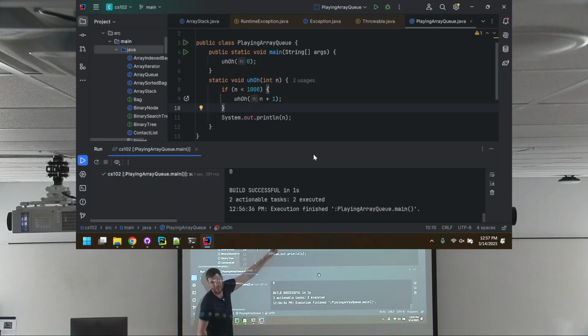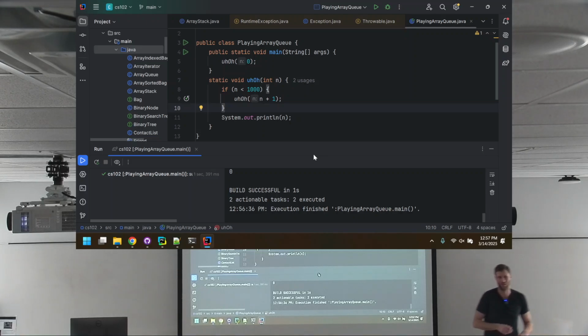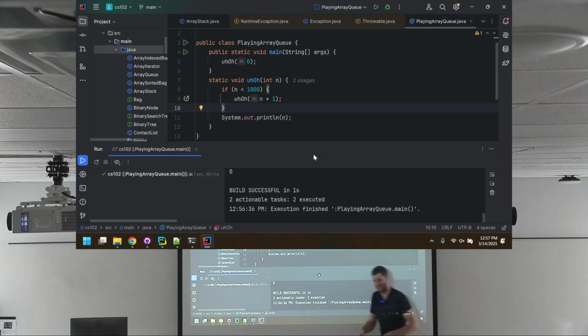And so yeah, it prints in reverse order. So we go all the way till we get to 1,000. Then we print and return, print, return, and so on and so on.